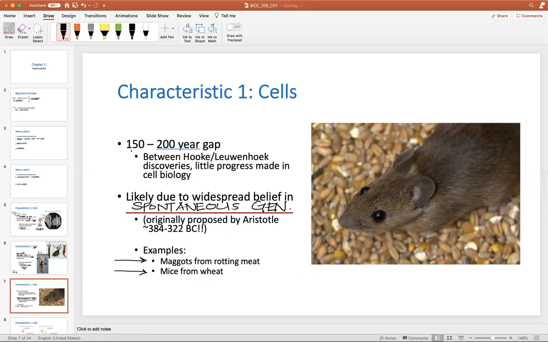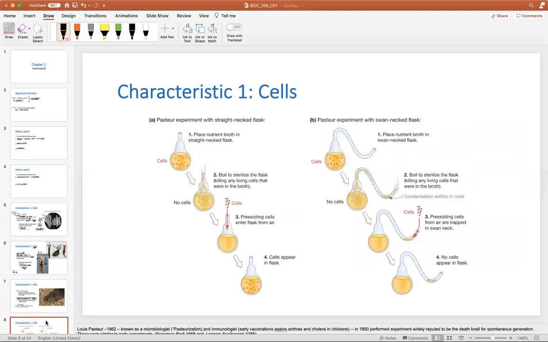So there was this gap for about 200 years where there wasn't a great deal of progress made in understanding cells. But what really changed the game was in the 1860s, and I want to say this was 1862, there was a paper published by someone you may have heard of. His name was Louis Pasteur. If you've ever had pasteurized milk, you can thank this guy. So he is responsible for a lot of stuff.